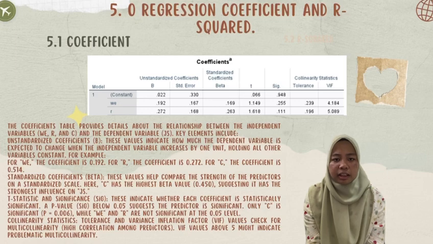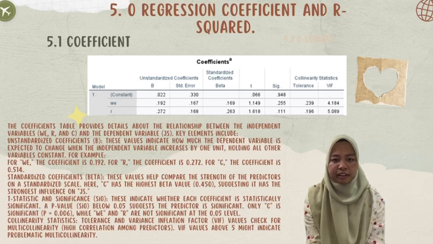Key elements include the unstandardized coefficient. This value indicates how much the dependent variable is expected to change when the independent variable increases by 1 unit, holding all other variables constant. For example, for WE, the coefficient is 0.192. For R, the coefficient is 0.272. For C, the coefficient is 0.514. Standardized coefficient beta: this value compares the strength of the predictors on a standardized scale. Here, C has the highest beta value, 0.450, suggesting it has the strongest influence on JS.